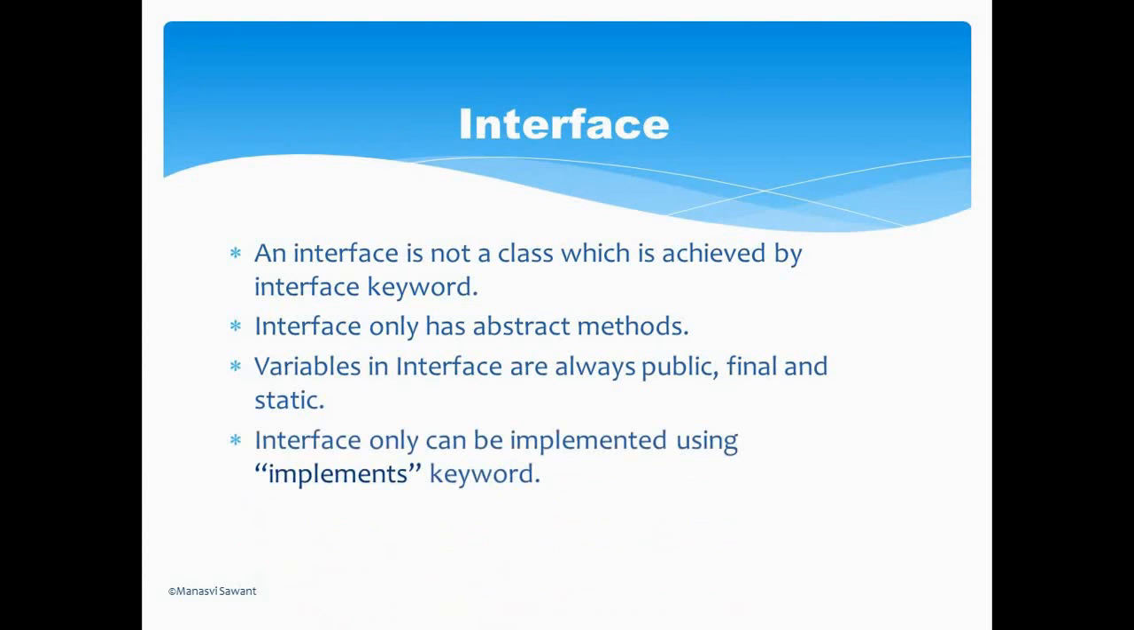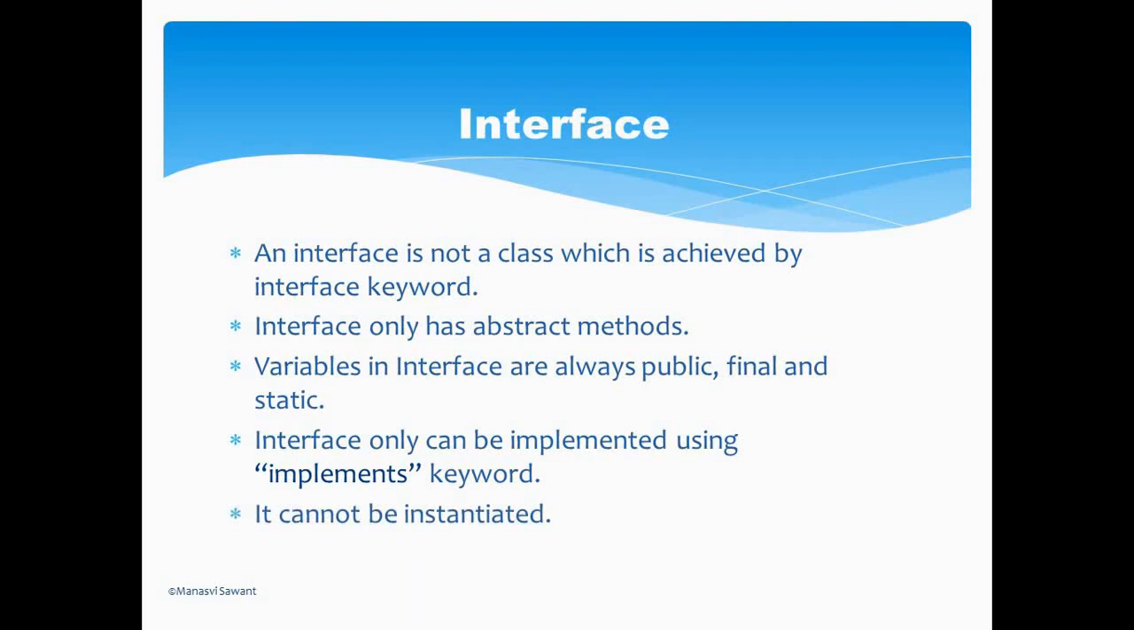When we are going to define the methods which are declared inside our interface, we always use our child classes. And in order to define those methods in our child classes, we always use implements. Next point, it cannot be instantiated. In the same manner as abstract classes, we cannot create objects for our interface.